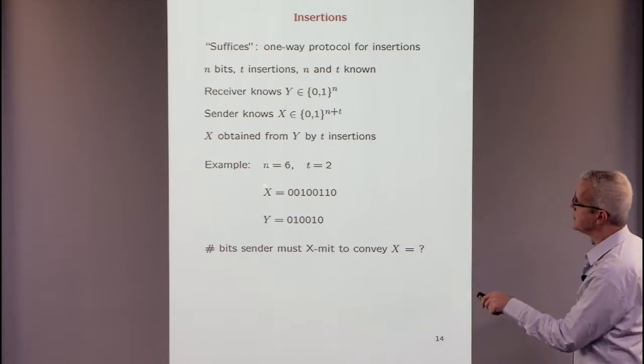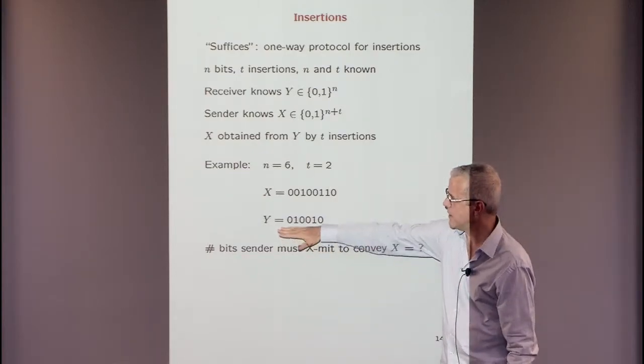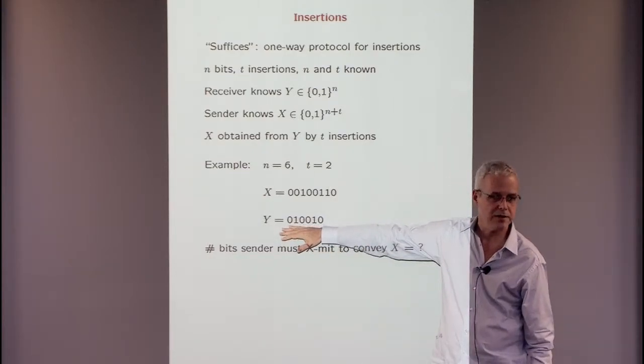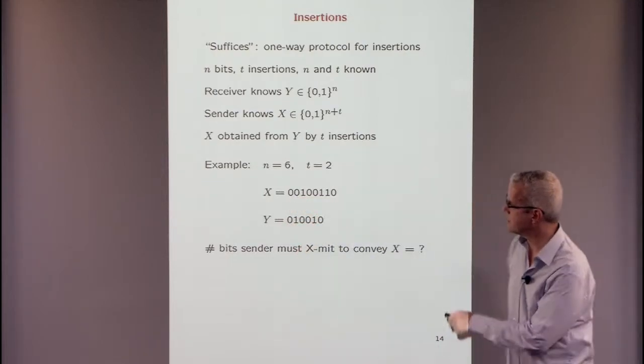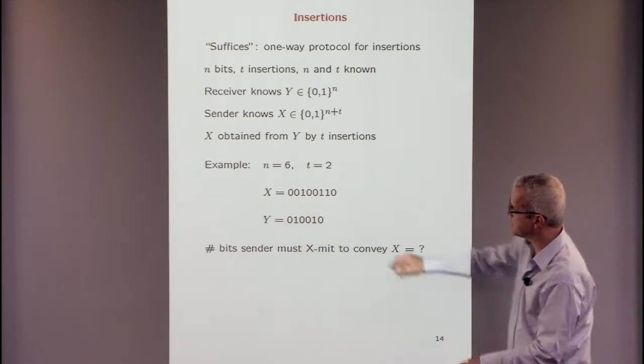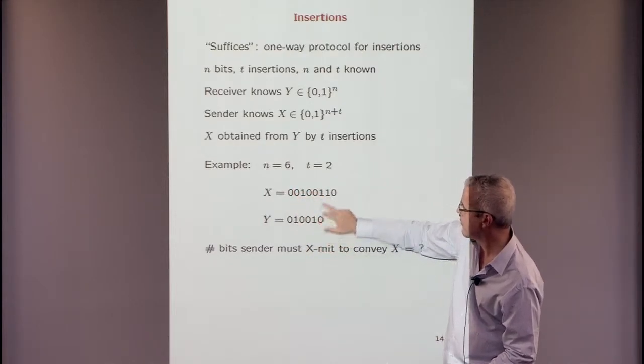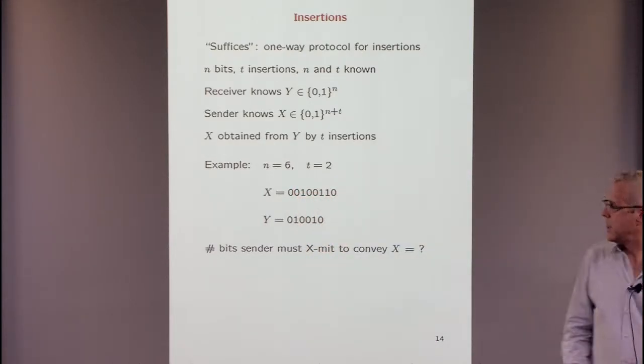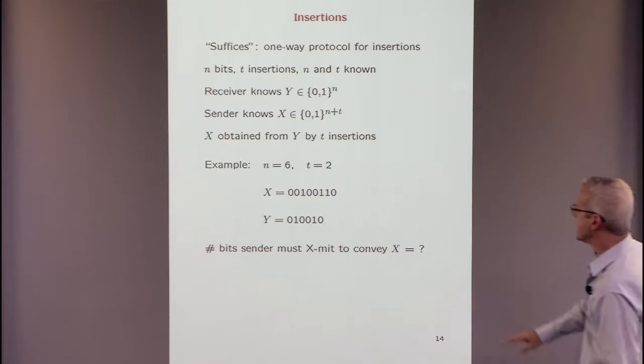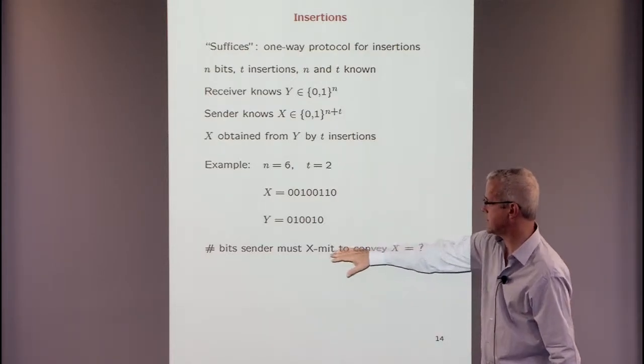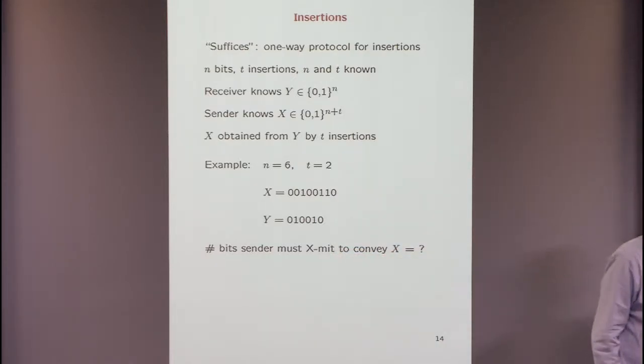Okay. For example, n is 6 and t is 2. The receiver has this 6-bit sequence, and the sender has a sequence of length 8, which is obtained by two insertions, in this case 0 here and 1 here. If you can solve this problem one way, you can solve essentially a good chunk of the communication problems just by solving this particular problem. So the question is, how many bits must the sender transmit in order to convey his value?